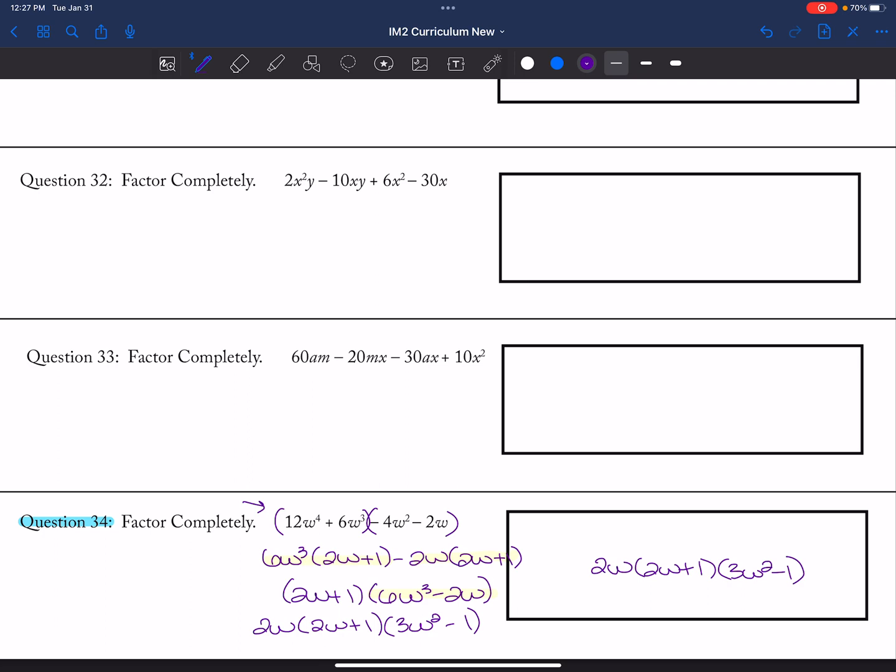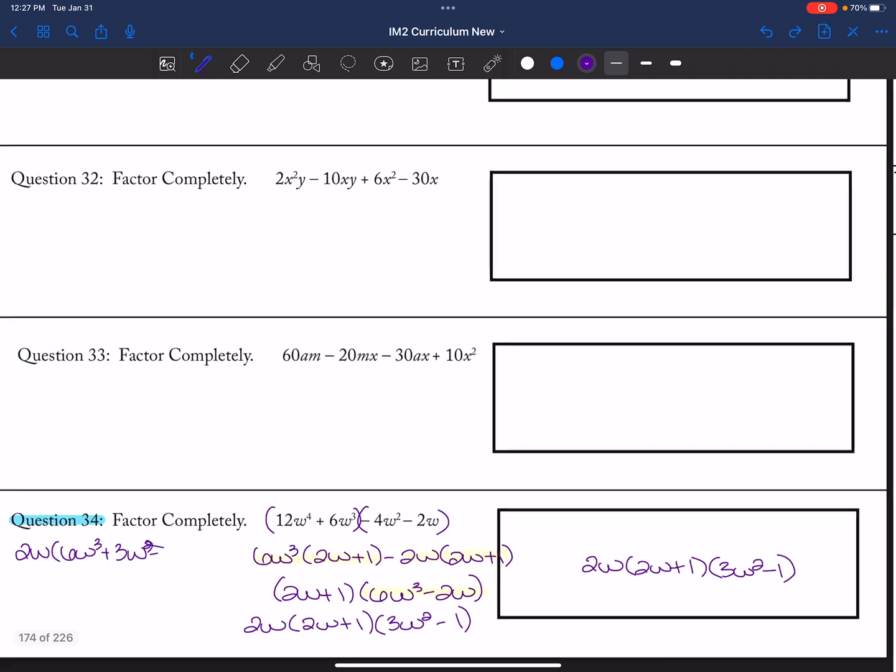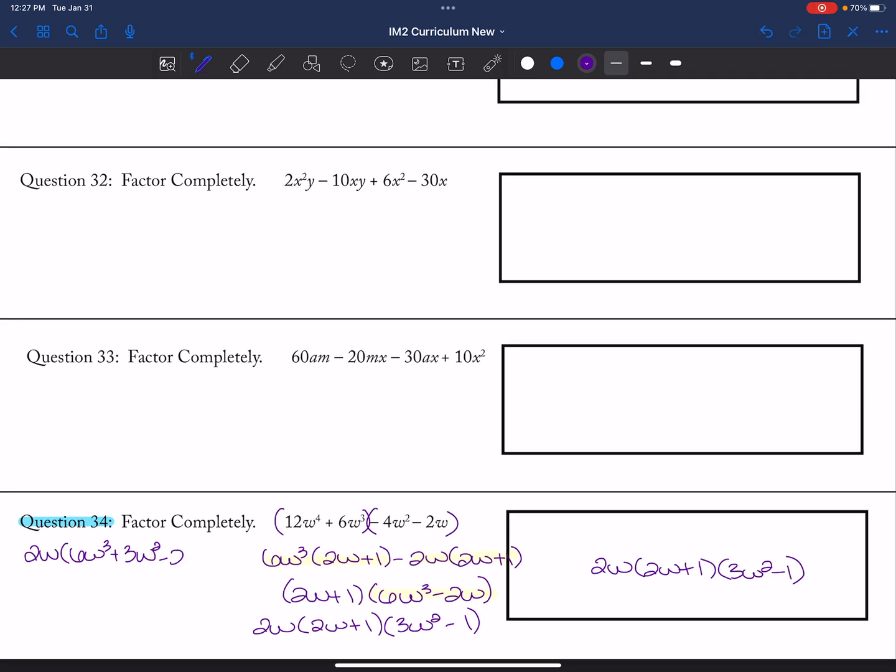In reality with this last one, you should have done the greatest common factor first, because as we progress through different factoring methods, that's the first thing you will always check: pulling out a greatest common factor. So really I should have pulled out this 2w to start off with and been left with a 6w cubed plus 3w squared minus 2w minus 1. So I should have done my greatest common factor first, before I did my factor by grouping. Okay, but that is it for this every other even.